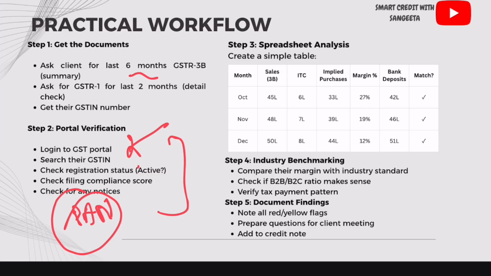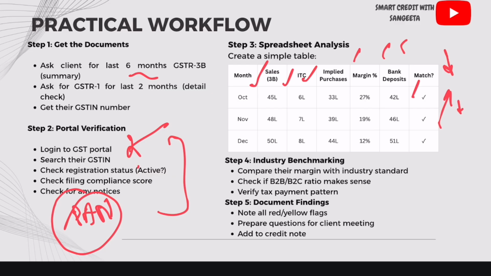Now step number 3, right? Since you have checked everything about GST, you have verified the basic data. Now it's time to prepare a simple Excel sheet. In this way, put the month, then sales as per GST 3B, then ITC, implied purchases, then margin, bank deposit. If they are matched, then yes, correct. Now what you are looking for here is any declining sales trend, or maybe sudden margin spikes or drops, or maybe bank mismatch, correct. You are checking only this.